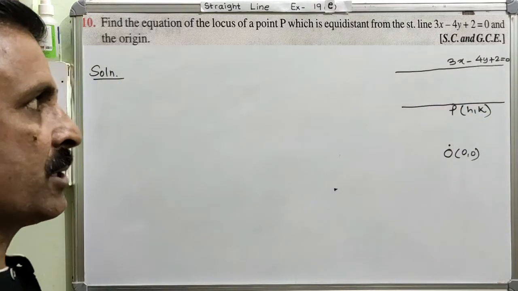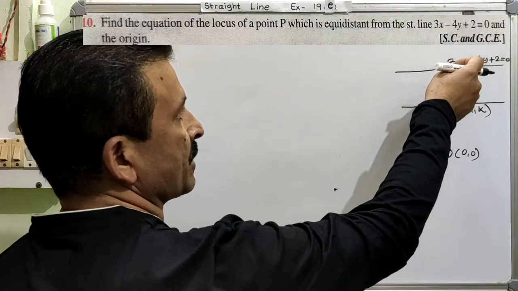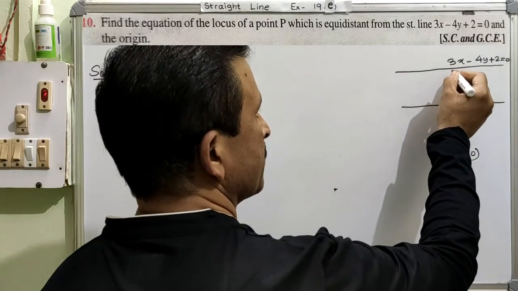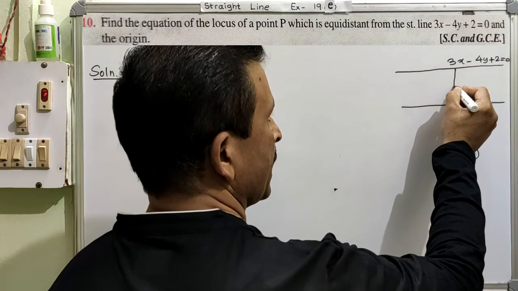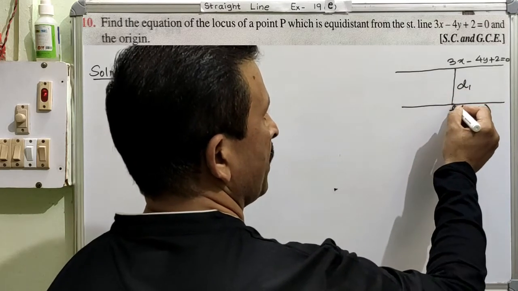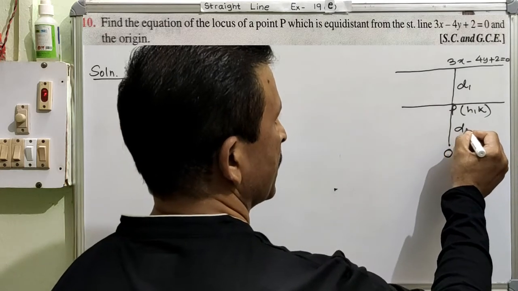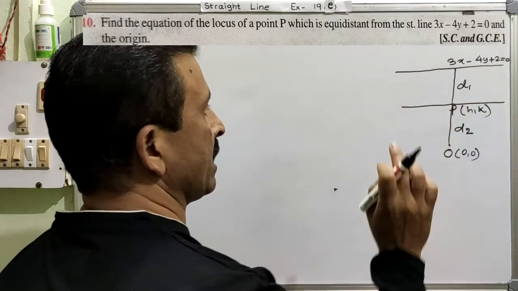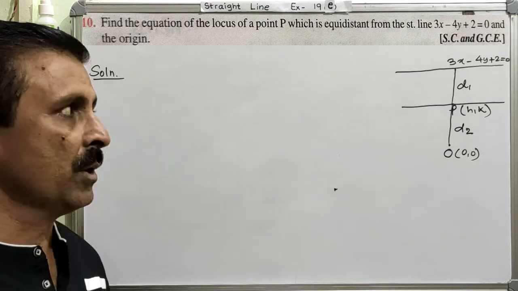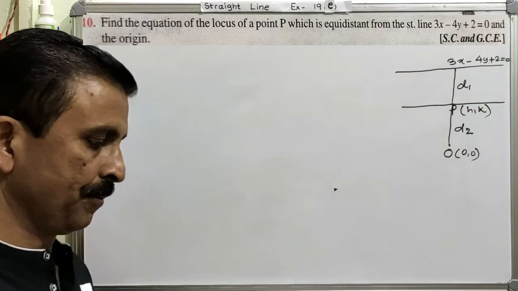Is it okay? This question is very simple, because this point P is said to be at equal distance from this line and then the origin. It means this distance, which I can name as D1, will be equal to this distance, and this distance we can name as D2. So according to the question, we can say that D1 is equal to D2. So by equating D1 and D2, we will be able to get the locus of this point P.